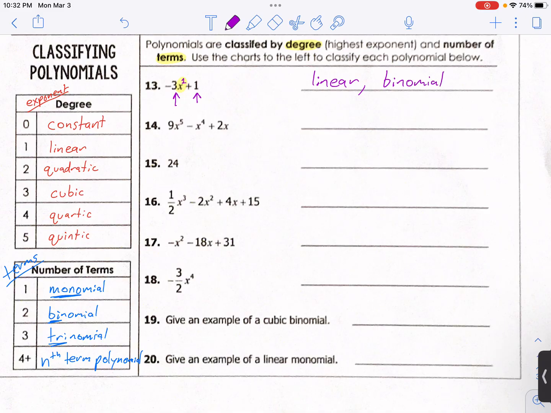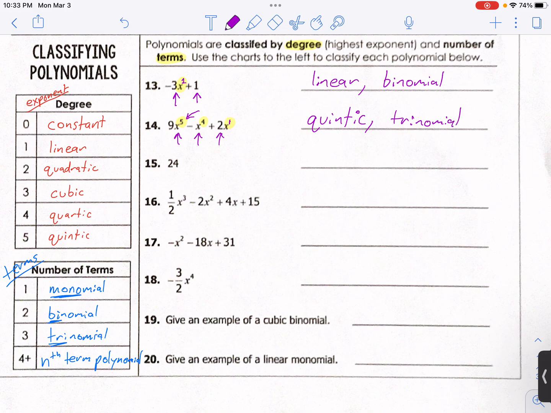All right, next one. Again, I check my exponents. We got x, x, x. I want the biggest one, so in this case, we're going to look at this 5 over here, so that's the greatest, or that's our degree because it's the greatest exponent. And then 5 would tell me quintic. After that, I count how many terms. 1, 2, 3. That's going to be a trinomial.